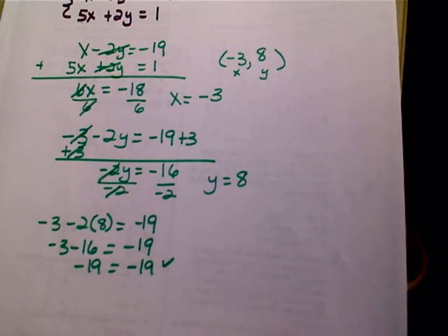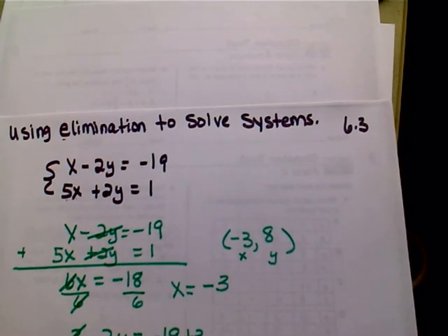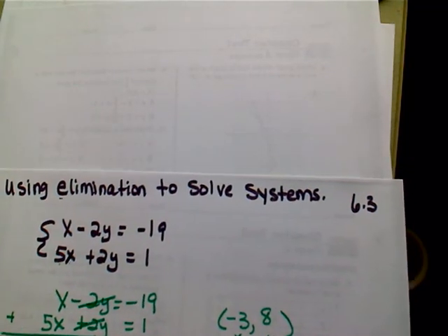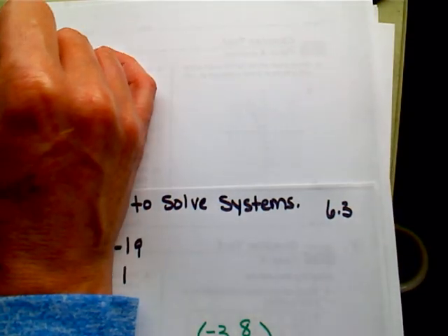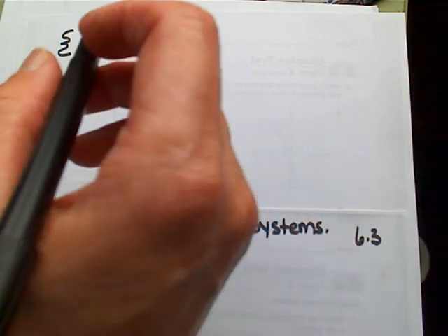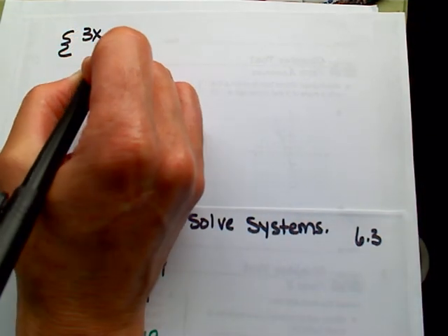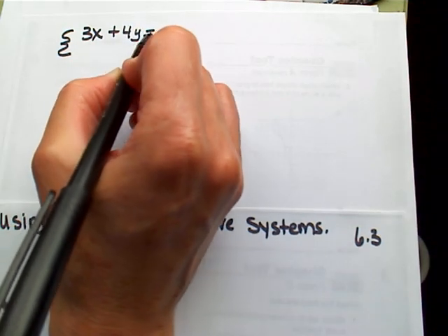Okay, so let's move on to another example that you might get. Let's suppose that you are given an equation that is, let's set this up so that you can see it, 3x plus 4y equals 18.